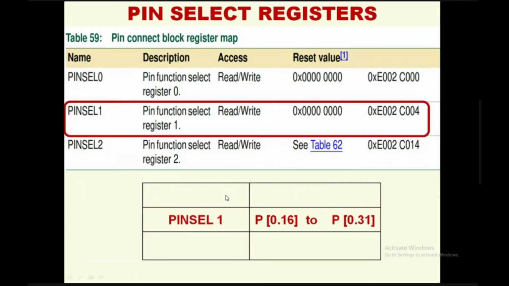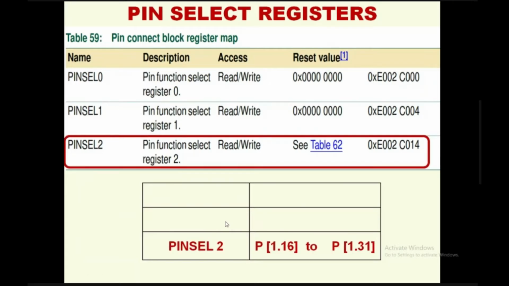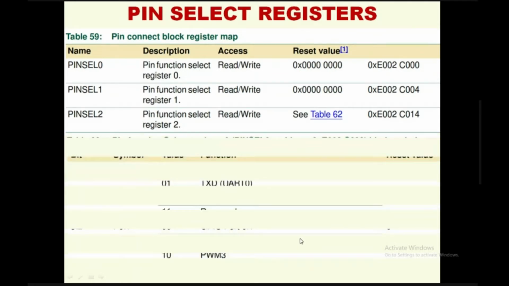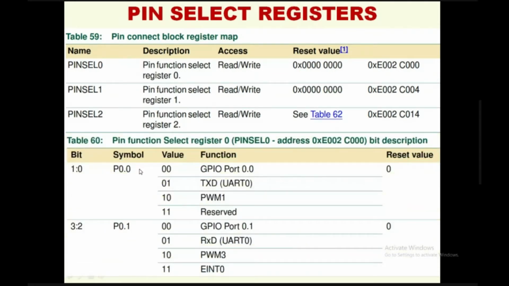The higher order bits of port 0, which is P0.16 to P0.31, is decided by pin cell 1 register, and port 1 is only 16 pins, so 1.16 to 1.31. So pin cell 2 is used for selecting the alternate function of port 1 of LPC2148 microcontroller that you need to understand. Okay. So to make it much more clear, look at the screen.